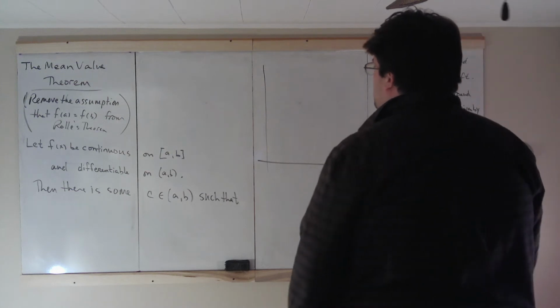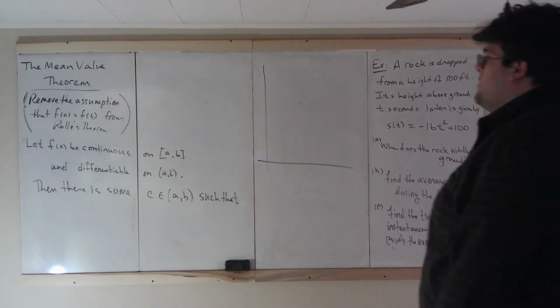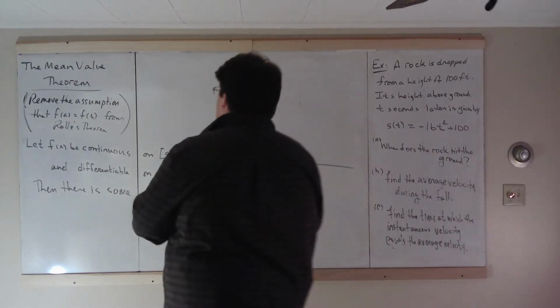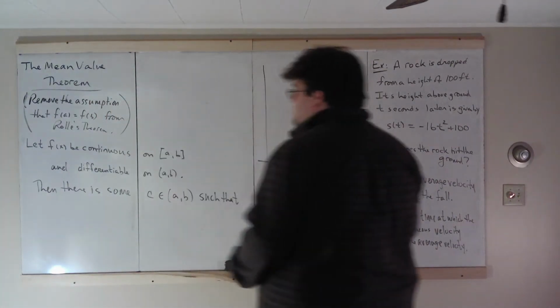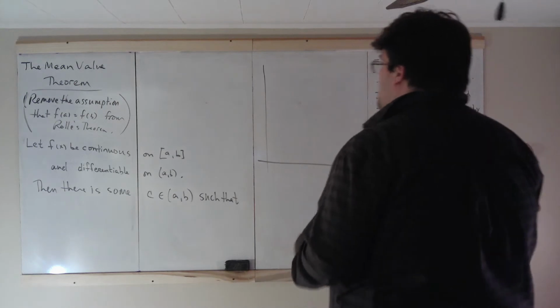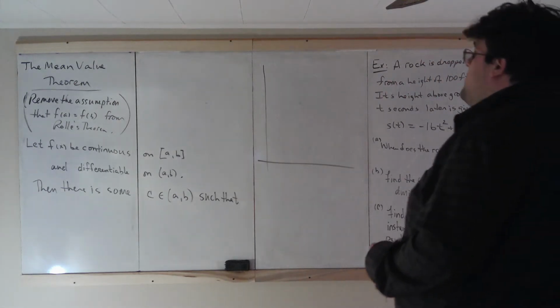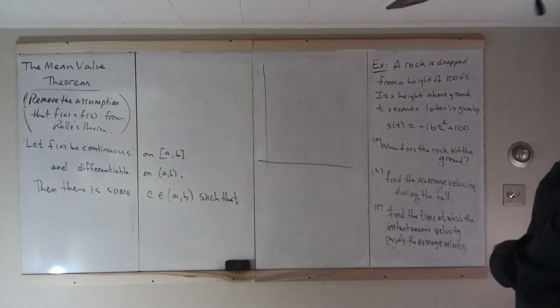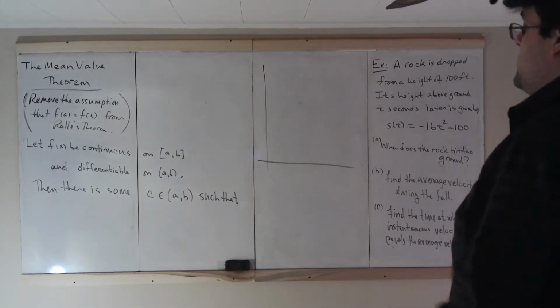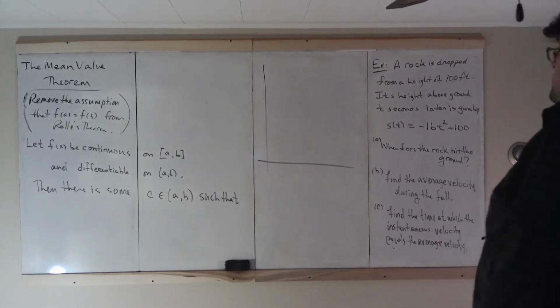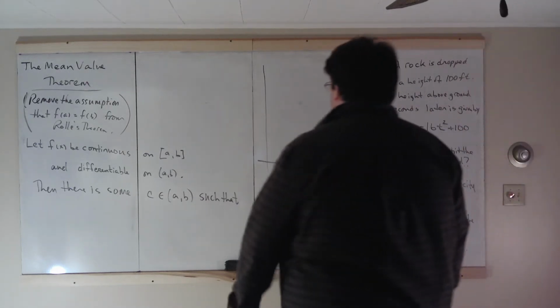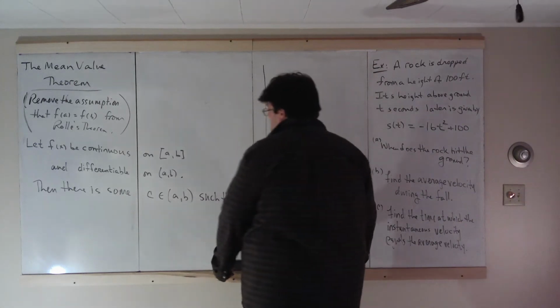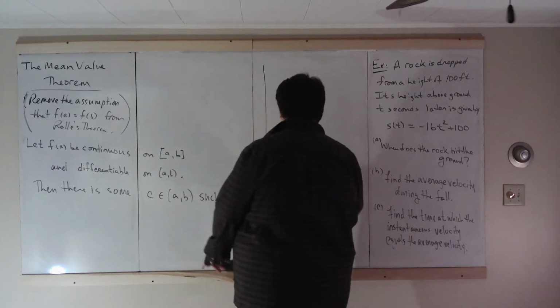The mean value theorem. Here, I note in a parenthetical, we remove the assumption that f of a equals f of b from Rolle's theorem. So our only assumptions for this theorem: let f of x be continuous on the closed interval a to b, differentiable on the open interval a to b. Then, there is some c in a to b such that blank. Well, let's fill in that blank. Let's try to construct the end of this sentence.